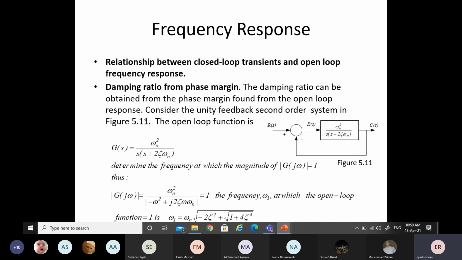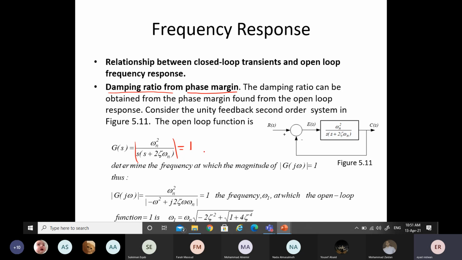So you can obtain zeta as a function of the maximum peak. Similarly, you can obtain the damping ratio from the phase margin. The phase margin and the damping ratio can be related. Now, if you remember, we said the phase margin is found at the point where the magnitude of this open loop system is equal to 1. So we solve for when the magnitude of this is equal to 1.